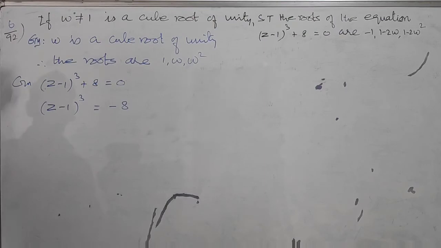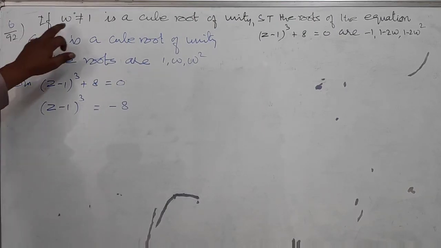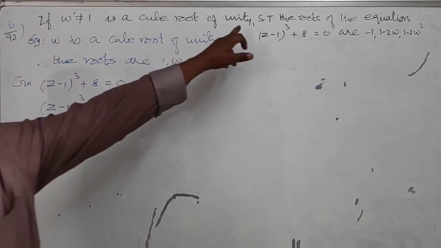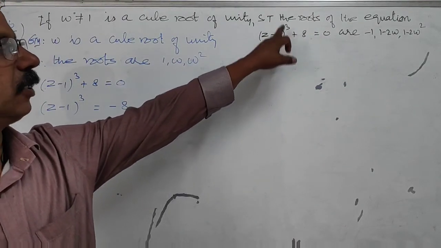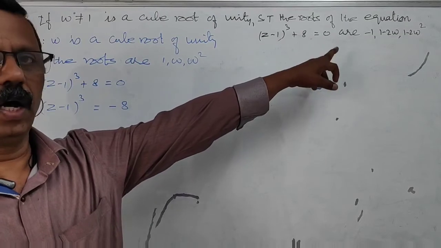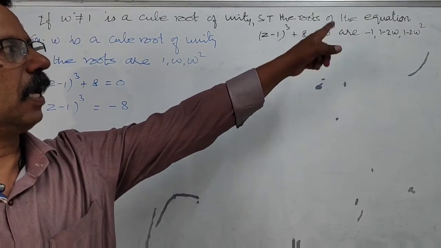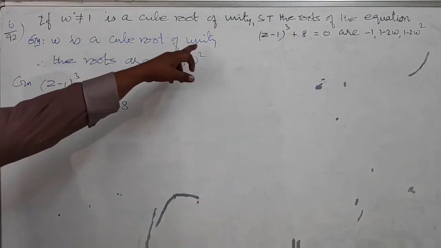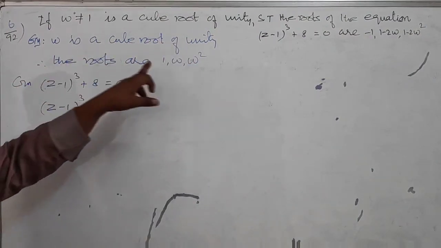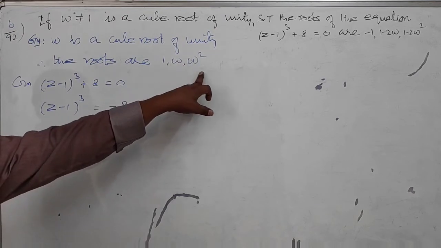Okay, now look at this, the sixth problem given on page 92. If omega not equal to 1 is a cube root of unity, then we have to show that the roots of the equation (z minus 1) whole cube plus 8 equal to 0 are minus 1, 1 minus 2 omega and 1 minus 2 omega square. Further, it is given omega is a cube root of unity, hence the roots are 1, omega, omega square.